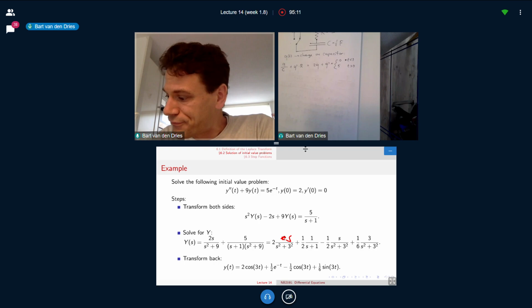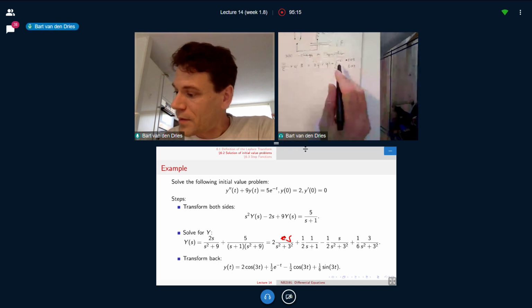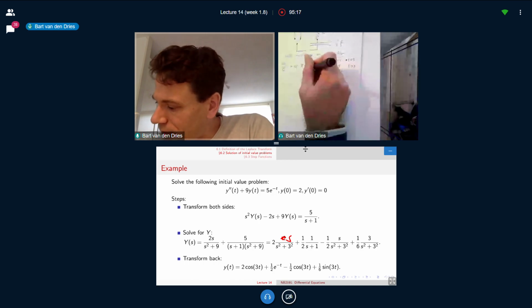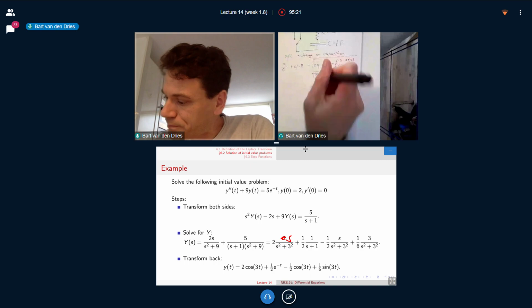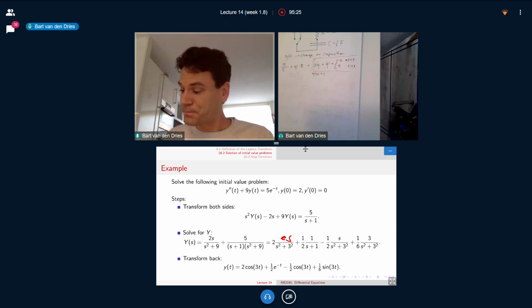Okay. This is a differential equation. But maybe let's turn it into an initial value problem. So let's say that Q0 is equal to 1 coulomb. This is a differential equation, and we can, of course, try to solve it.